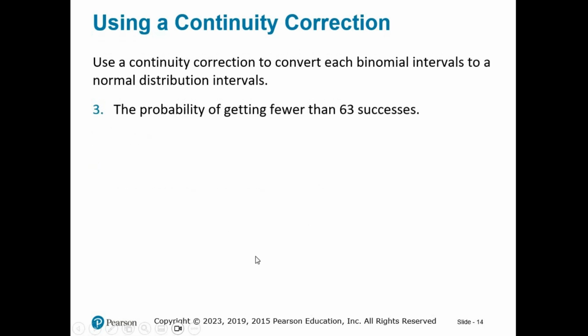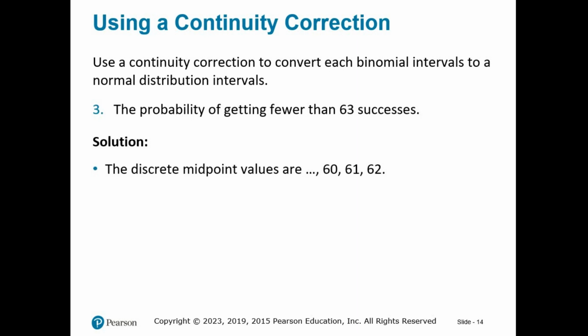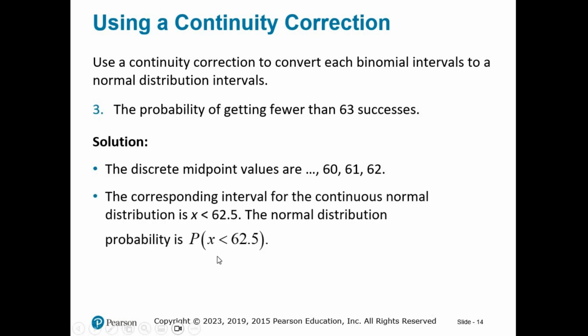Let's do another one. Number 3, the probability of getting fewer than 63 successes. This time we're approaching it from the other direction. We want all the values less than 63. So the midpoints are all the numbers below 63, but notice the wording. It's not including 63. It says fewer than 63. So we're not including 63 in our list. So 62 is the last midpoint we're considering. So that's the one that we manipulate. The corresponding interval for the continuous normal distribution is x is less than 62.5. The normal distribution probability is the probability of x less than 62.5.